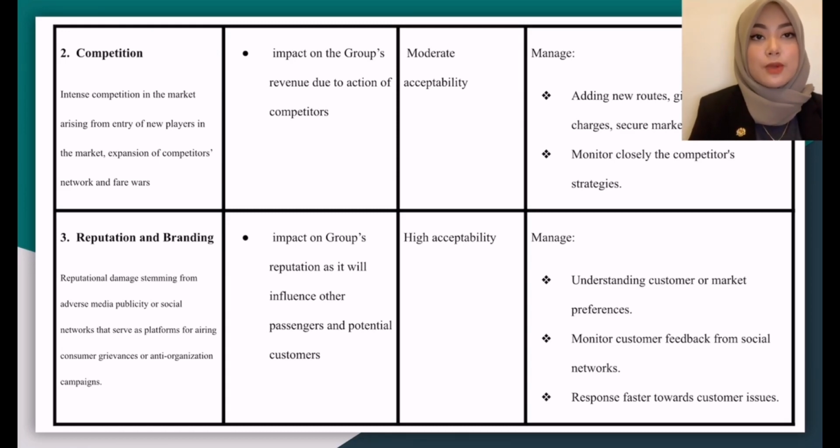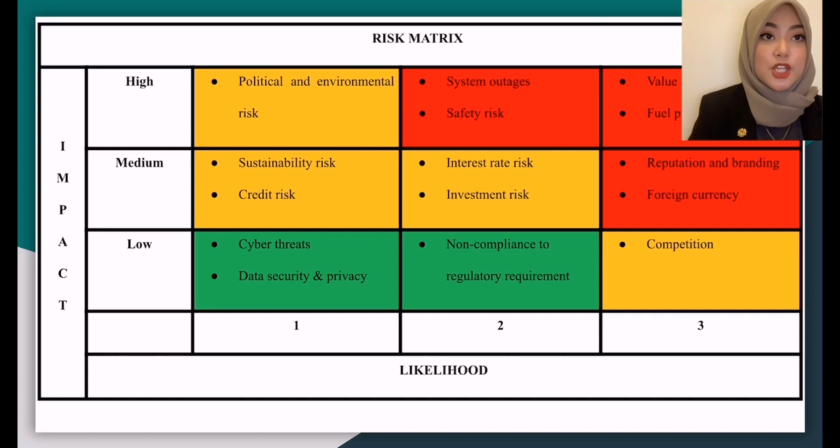Next is competition and reputation and branding. I will focus on reputation and branding. This risk is reputational damage stemming from adverse media publicity or social networks. This risk impacts the group's reputation as it will influence other passengers and potential customers. The assessment for AirAsia is high acceptability. AirAsia can manage this risk by understanding customer and market preferences, monitoring customer feedback from social networks, and responding faster to customer issues. We can see here that reputation and branding give a medium impact, and the likelihood of happening is high. The same goes for competition: the likelihood is high, but the impact of this risk is low.